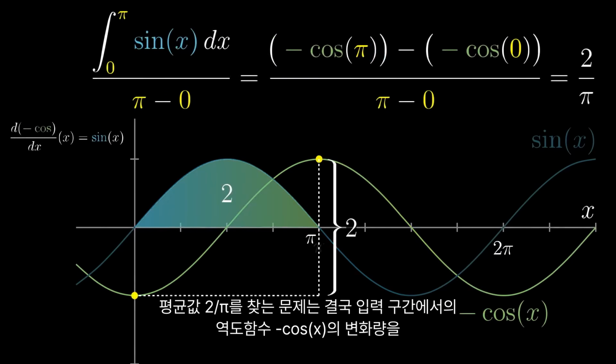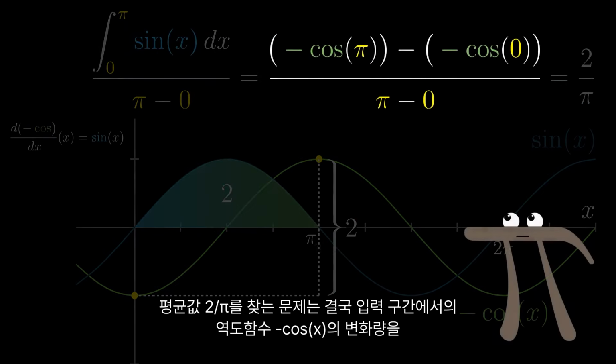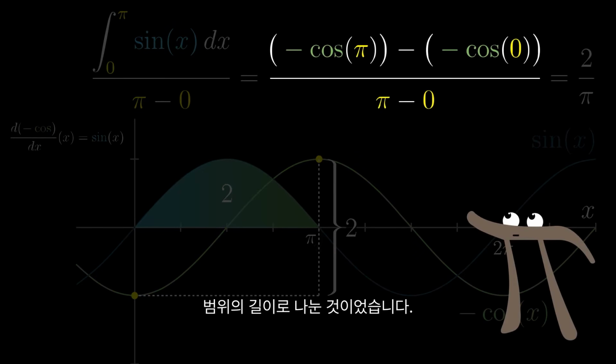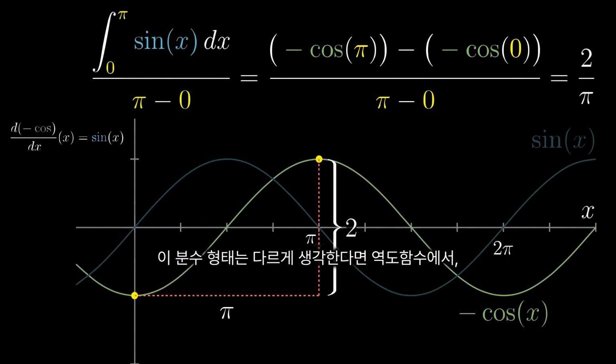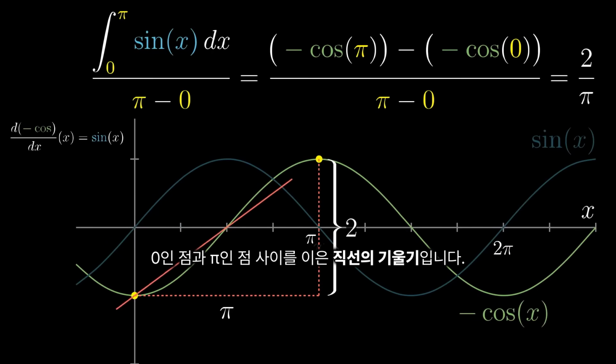Notice how finding this average value, 2 divided by pi, came down to looking at the change in the antiderivative, negative cosine x, over the input range, divided by the length of that range. And another way to think about that fraction is as the rise over run slope between the point of the antiderivative graph below 0 and the point of that graph above pi.